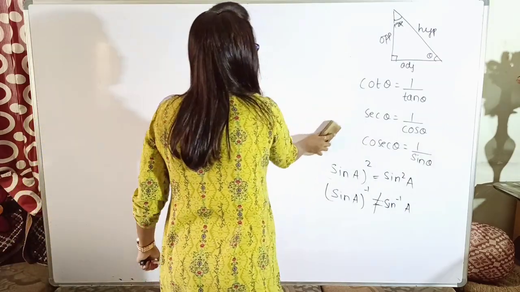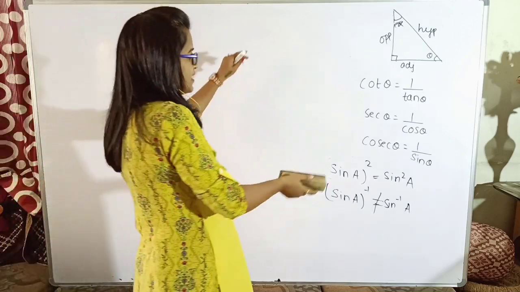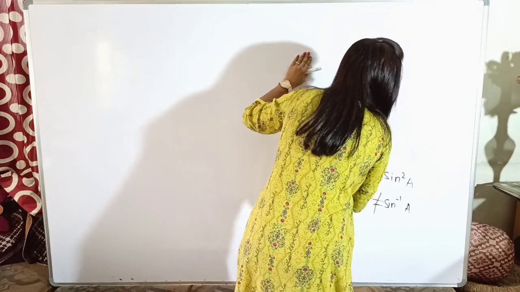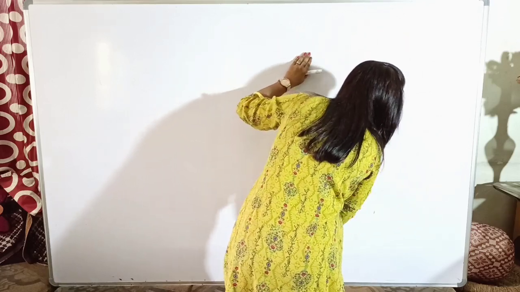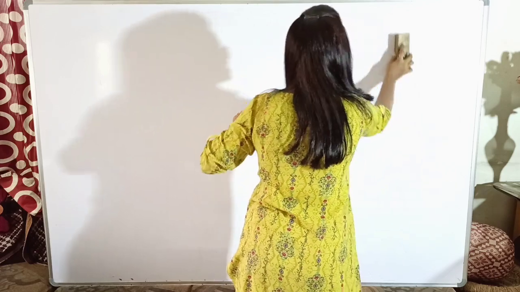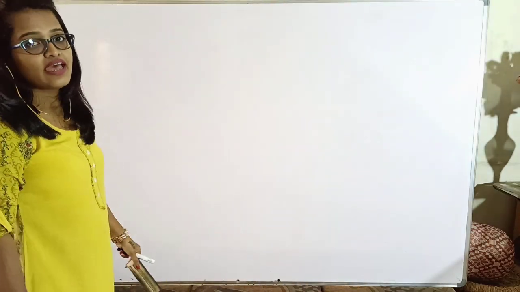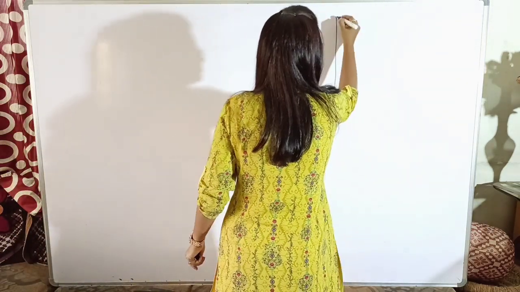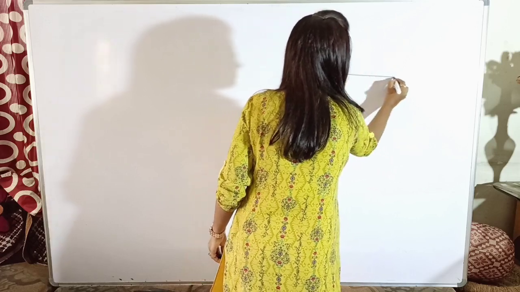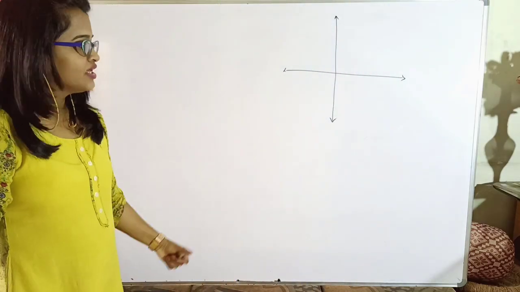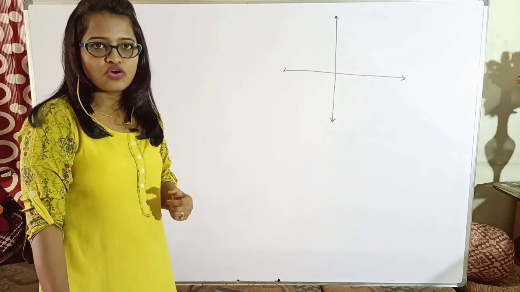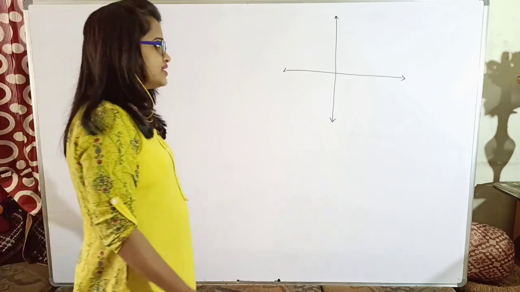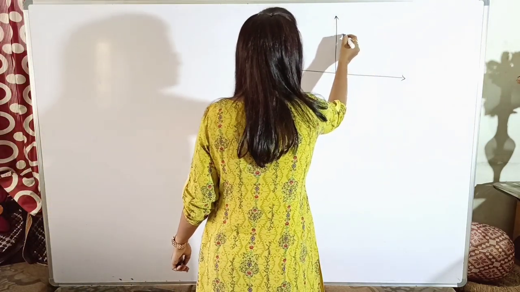Now let us try to visualize these ratios in a Cartesian plane. Why are we doing this? So that it will be very easy for you to find the values when you are considering different angles. So let us take the y-axis and x-axis. Now here I am drawing a circle of unit radius, that is radius equal to 1, taking the origin to be the center. So I am drawing a circle out here.